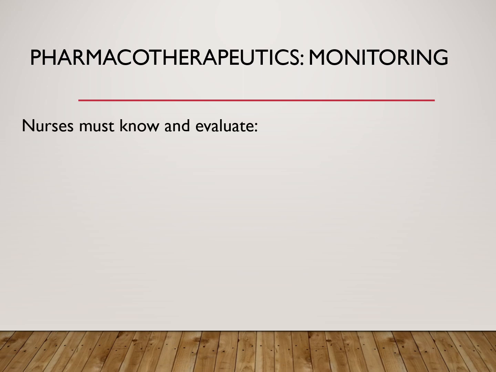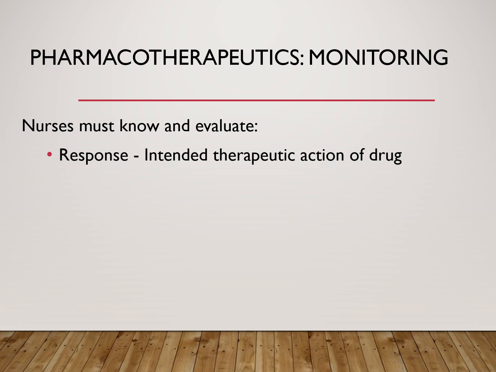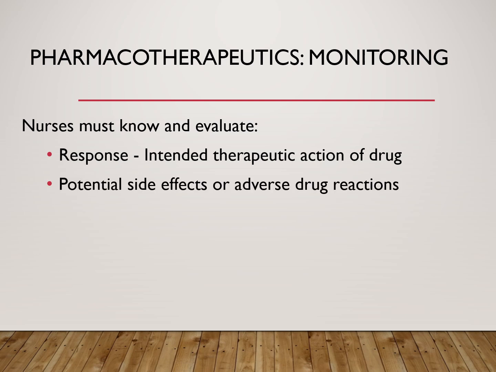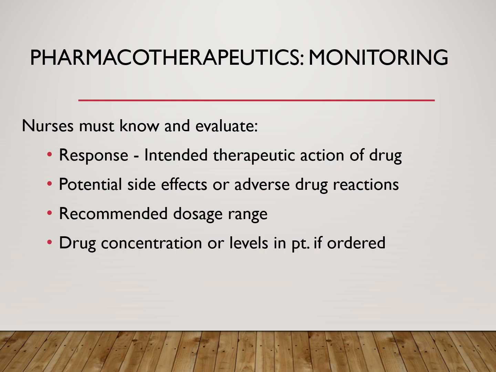In addition to everything in part 1, nurses have to know more and evaluate. We have to know what the person's response to the drug is supposed to be and what we need to monitor for that response. We must know the potential side effects and adverse drug reactions and monitor for them. We must know the recommended dose range for drugs and question orders that are written outside of that range. We need to know any drug concentrations or levels.